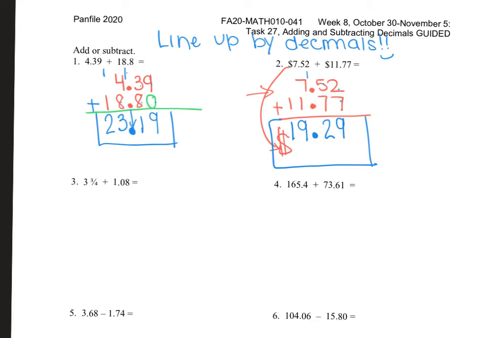All right, now 3 throws a little bit of a wrench into things because I have a fraction. I can't add a fraction and a decimal, so I basically have to come over here and do what I did in the last video. So I'm going to have 3 point something, and I'm going to add to it 1.08. But I need to find out what that something is first.